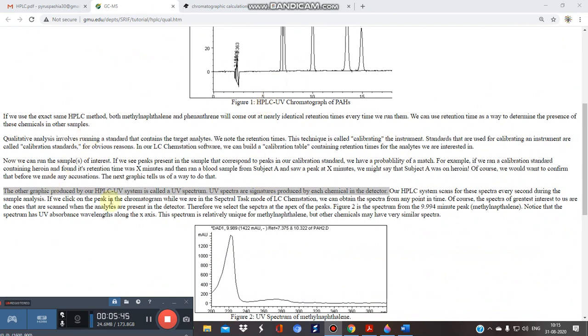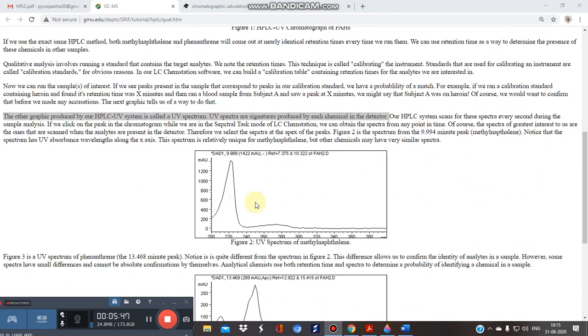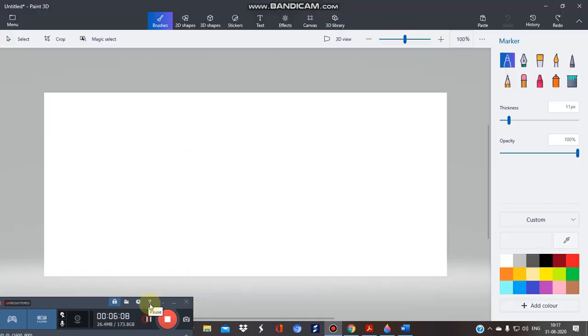And there is another thing: some spectra are produced, because we have covered that there are UV-type detectors. So this is a UV spectrum of the methyl naphthalene compound from the HPLC system. So, integrated HPLC plus UV means chromatography plus spectroscopy methods are used in combination. Okay, and this is the UV spectrum.